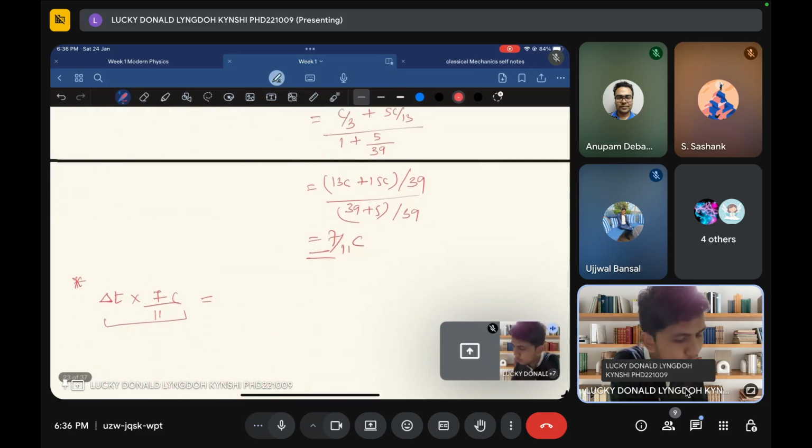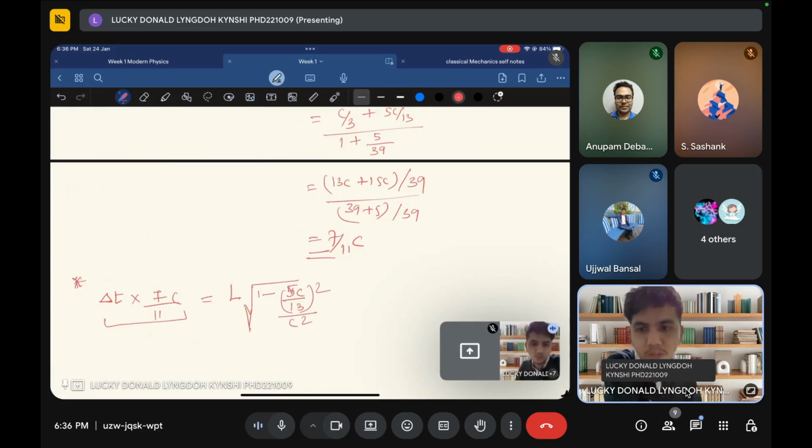So first is the length contraction of the bus: L times the square root of 1 minus v squared by c squared, where v is 5c by 13. This is the velocity of the bus with respect to the ground, or with respect to the observer. So there will be a length contraction of the bus, plus the ball is moving with velocity, and also the bus is moving with 5c by 13 times delta t.